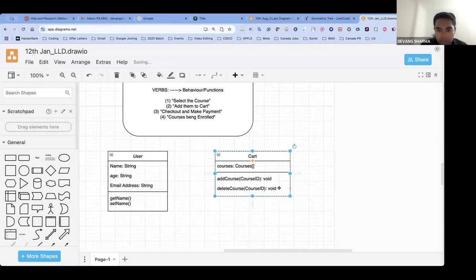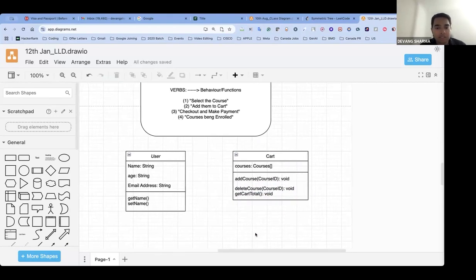Zoom this a bit. After that, I can have something called, let's say, get cart total, and that can be void too. What is the sum of the cart or what is the total of the cart, so on and so forth, like this. Okay. This is how you create a class diagram.